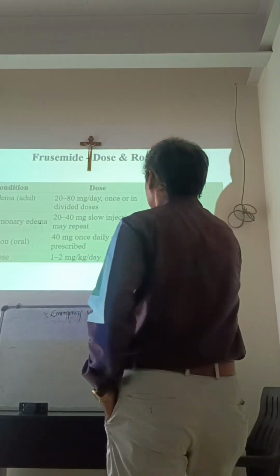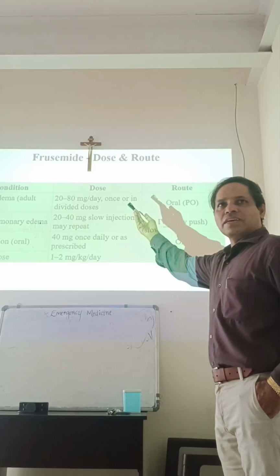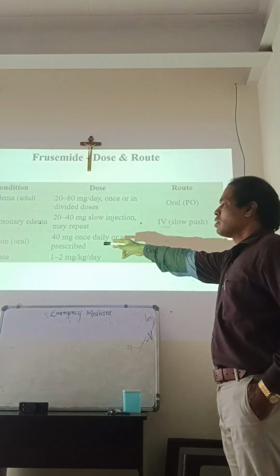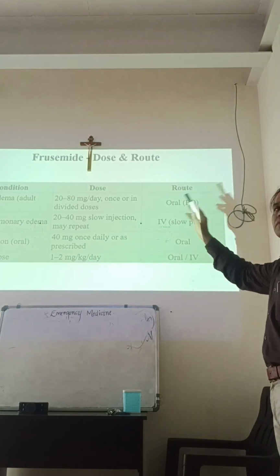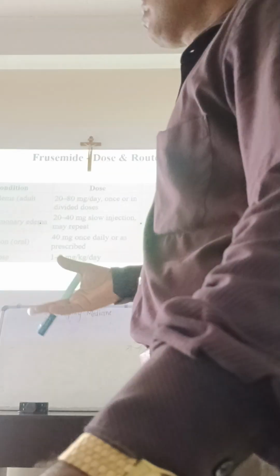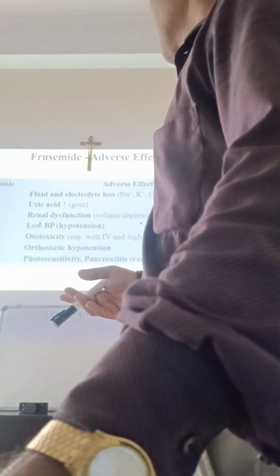Dose and route. I am not going to explain this. You can read it. Here we told the condition with the dose and route. Route is mentioned here. So I'm not going to explain that. There is no other way, you have to learn it by heart or by frequent reading. Nothing else to explain there.